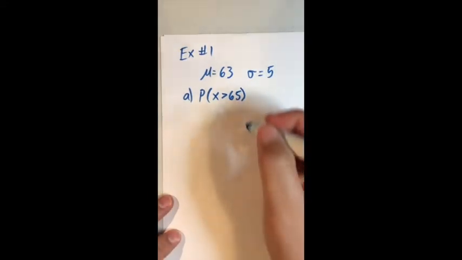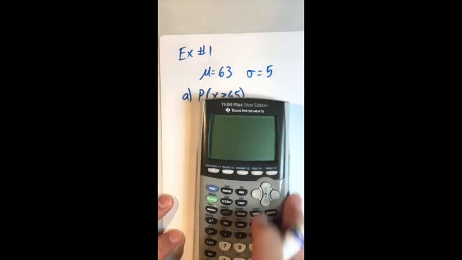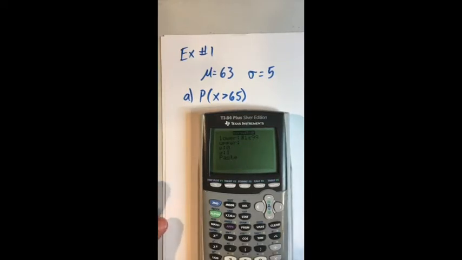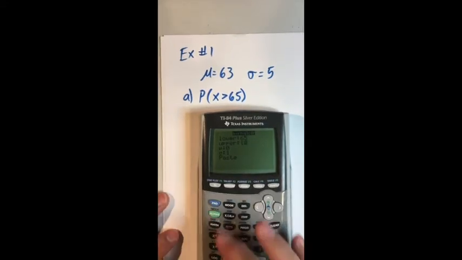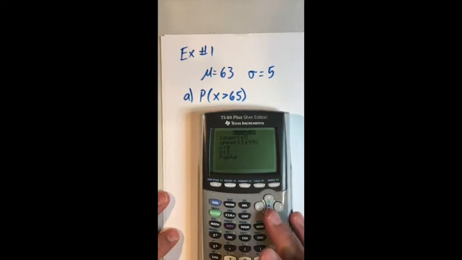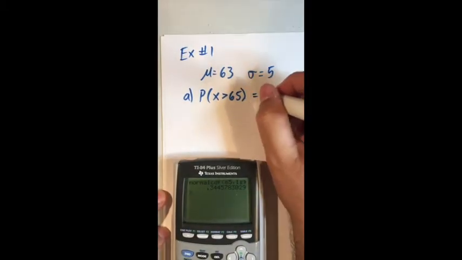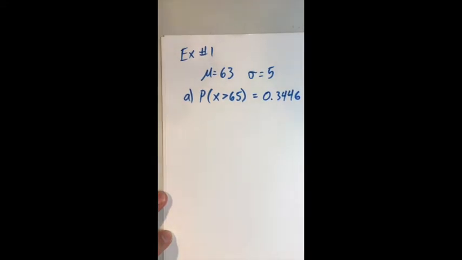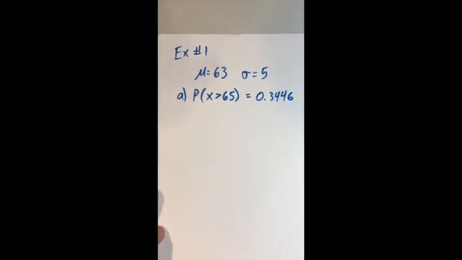What we'll do is put in our calculator normal CDF: second vars, normal CDF is number 2. Our lower value, since we're dealing with a greater than, will be 65. Our upper value is technically infinity, but we tell the calculator 1e99. Then we change mu to be 63 and sigma to be 5. This is basically the minimum amount of work we could do to solve this problem. The probability here is 0.3446.